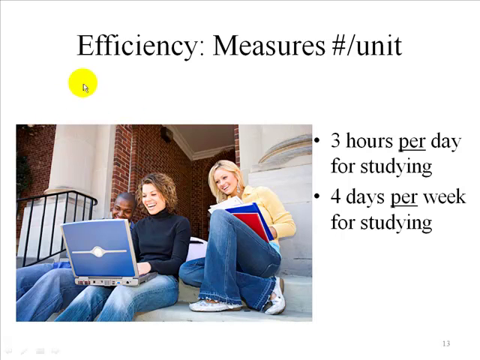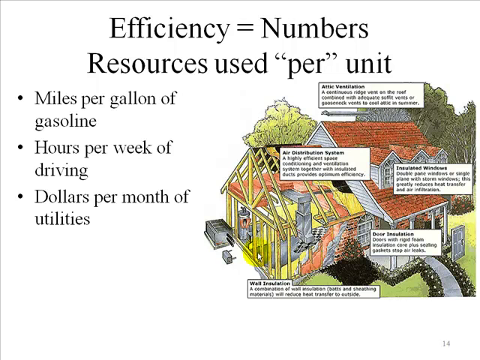In order to gauge our efficiency, in order to tell whether or not we are actually efficient, we measure with numbers. So this pound sign here is the number. So number, and then the slash means per. And then unit is a single thing, per 1 day, per 1 week. So 3 hours a day for studying, 4 days a week for studying. This is what we're putting into it. This is our resource input.